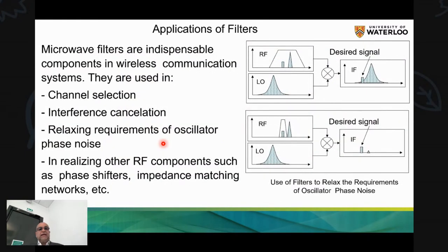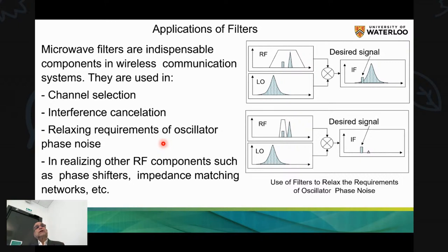So, applications of filters. Of course, they are used in many applications. Channel selection: in wireless, we have various bands, and in satellites as well, you have different beams coming from different locations. You need to select a particular channel. So channel selection is important. Also interference cancellation from adjacent channels, from a hostile channel coming or interfering, and all of that.